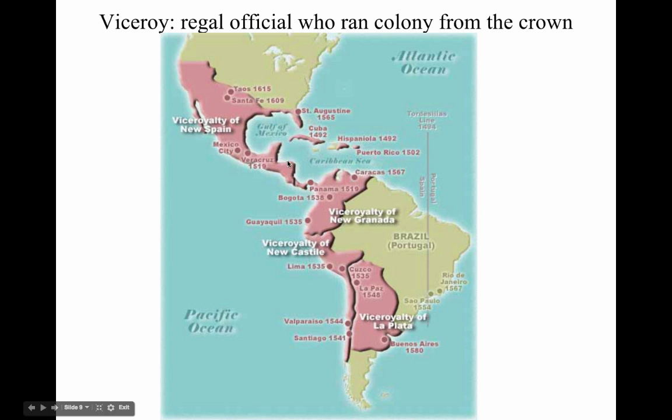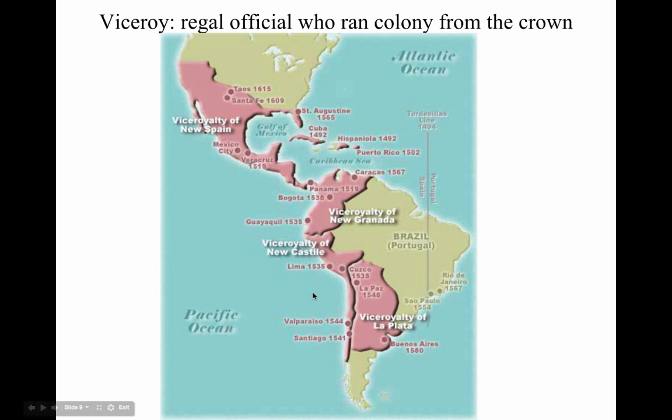So there was a viceroy in Mexico City who represented the viceroyalty of New Spain. There was a viceroy in Bogota that was the representative of the viceroy of New Granada. There was a viceroy installed in Lima, which was the viceroy of New Castile, and a viceroy in Buenos Aires, who was the viceroy of La Plata.